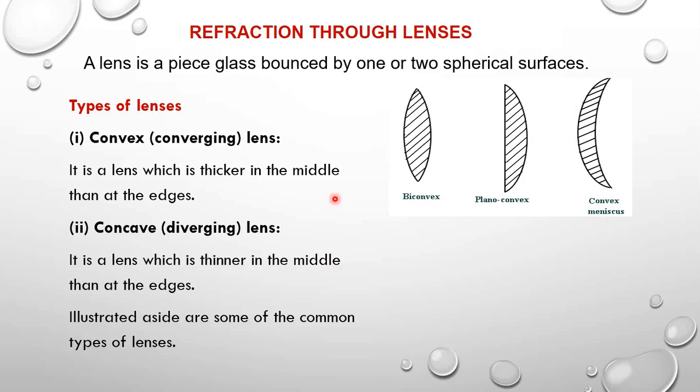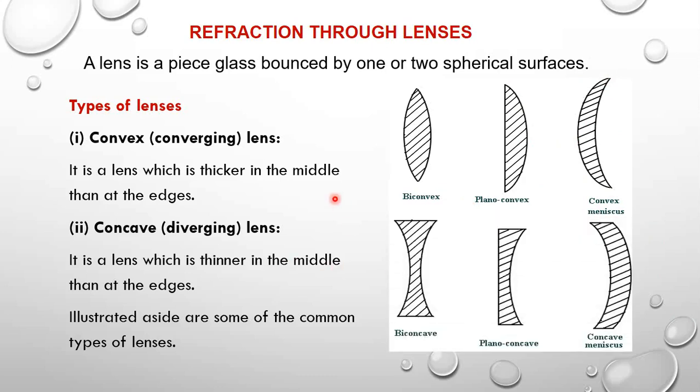Let us also look at the second illustration here. We have the biconcave. Biconcave, both surfaces are concave, and you can see it is thinner in the middle. That is the concave lens, or the biconcave lens. Then you have what you call the plano-concave, where one surface is flat and the other is concave. And then the diverging meniscus or the concave meniscus is convex on this side, and then this is concave.